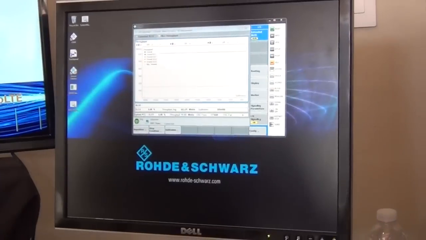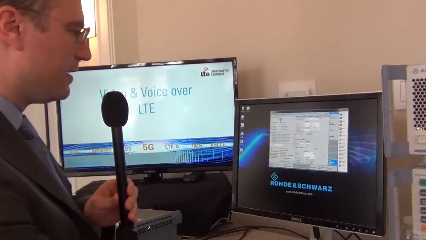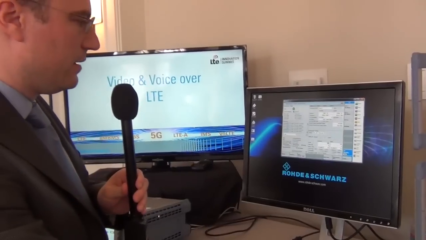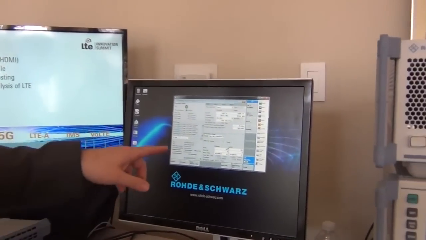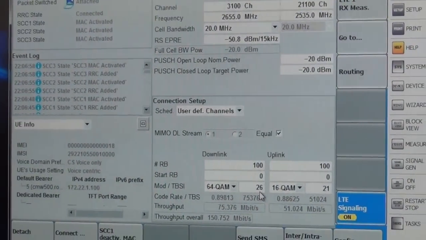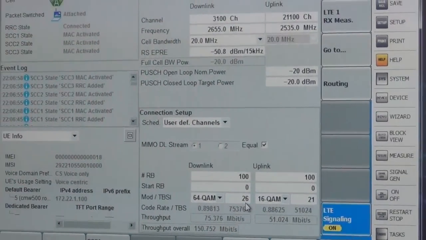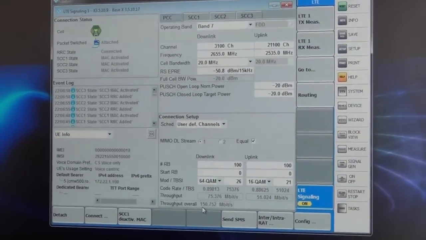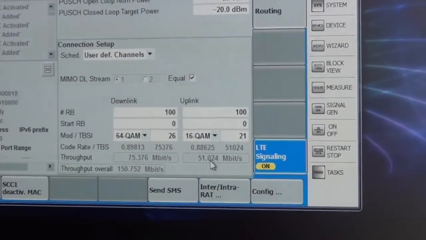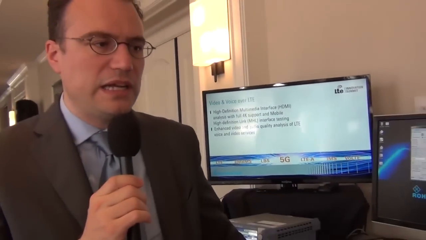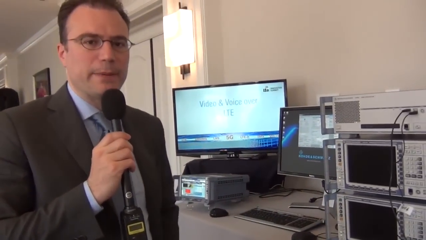We are simulating a data throughput with 100 resource blocks uplink and downlink, and the coding scheme has a TBS index of 26 in downlink and 21 in uplink, which means again we have 150 megabits in downlink per carrier and 51 in uplink. So this confirms that we are doing good, everything is okay, and the stability is also very, very good.